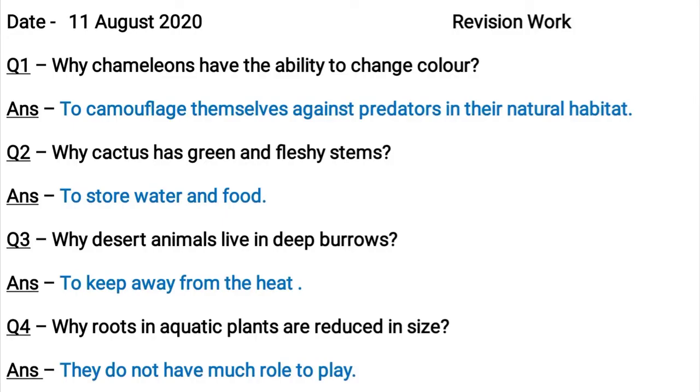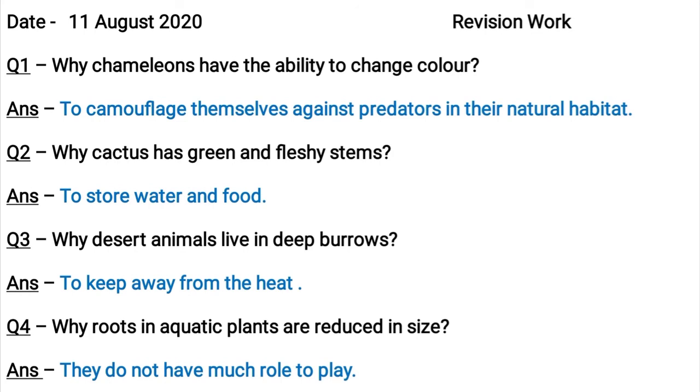Now let's revise all the questions once again. First is, why chameleons have the ability to change color? So the answer is to camouflage themselves against predators in their natural habitat. Second is, why cactus has green and fleshy stems? So to store water and food. Third question is, why desert animals live in deep burrows? To keep away from the heat.